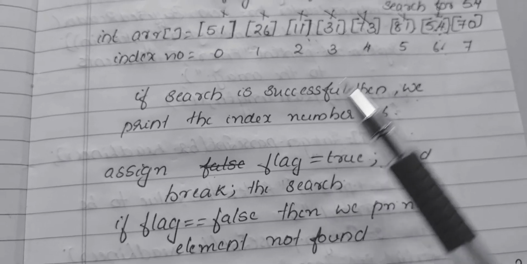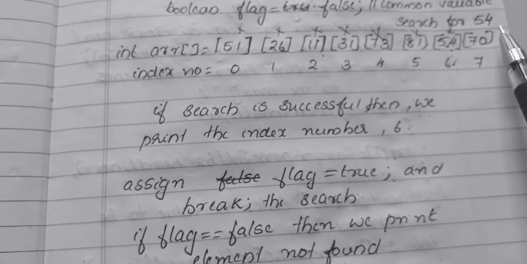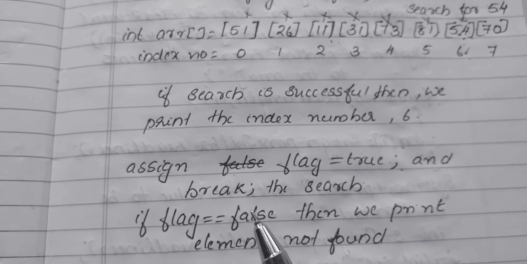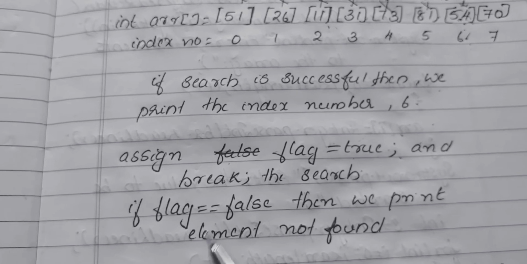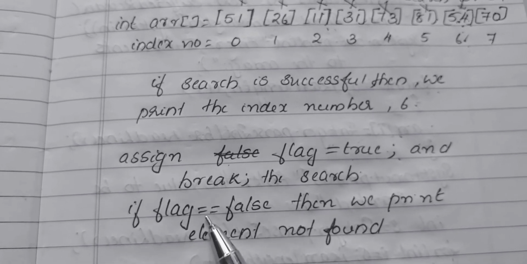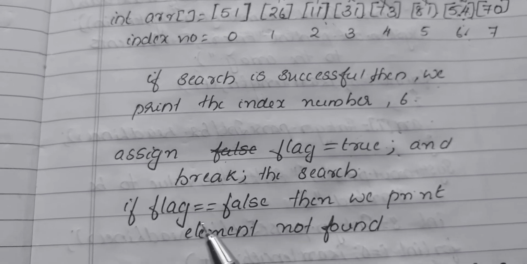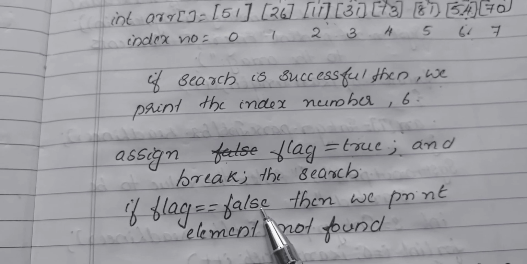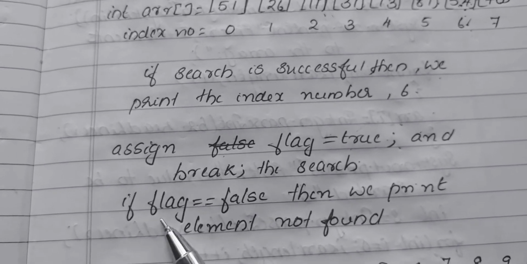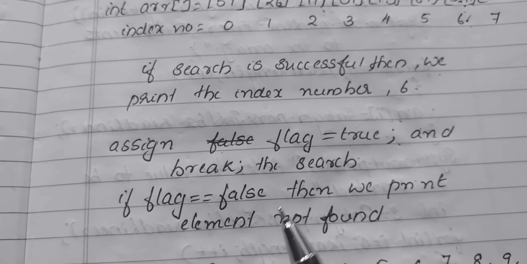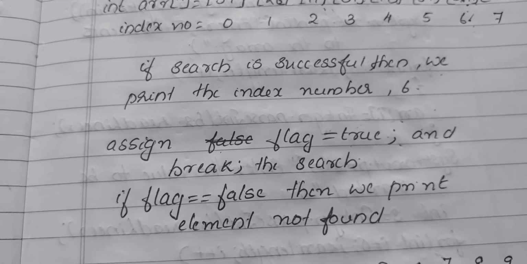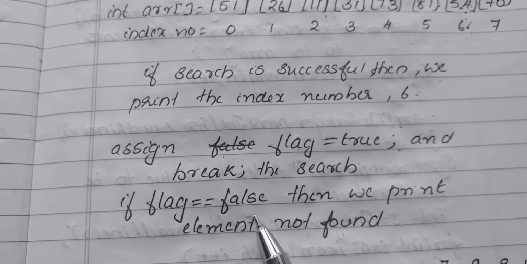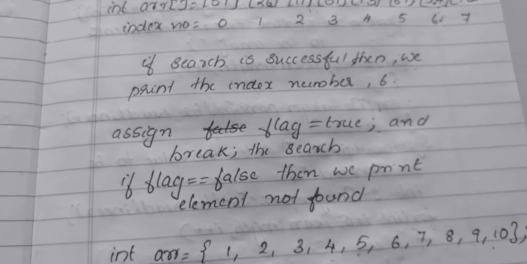Suppose the search element is not in the array. Then the flag value still remains false, isn't it? So we check the condition again: if flag == false. What is the initial value of flag? False. False equals false. It is equality checking, double equal. Since it is true, since the element is not found, we print element not found. This case is used when the search element is not found in the array.